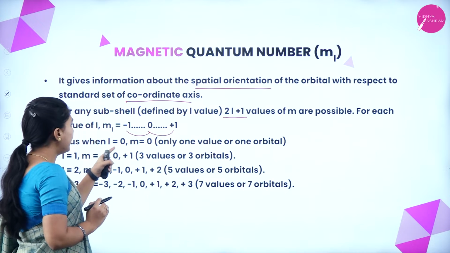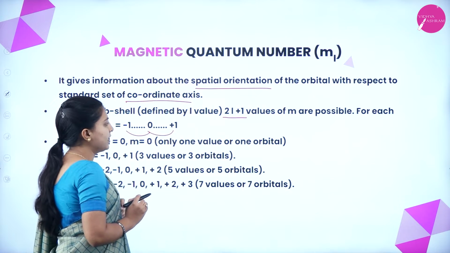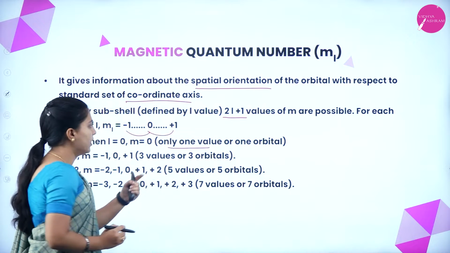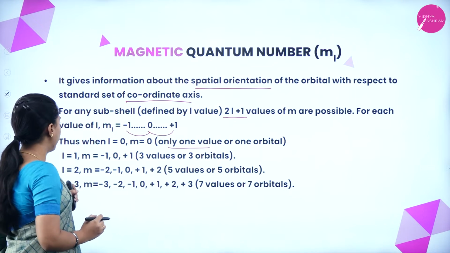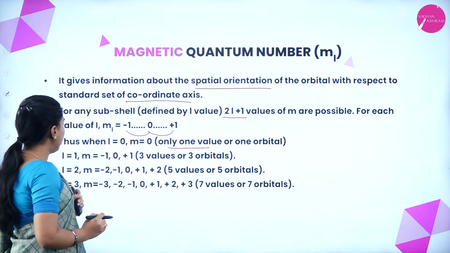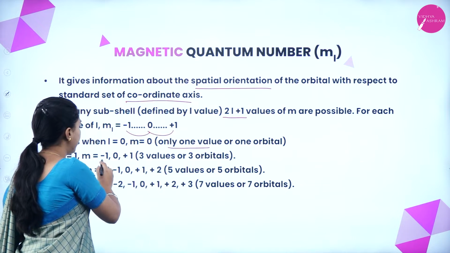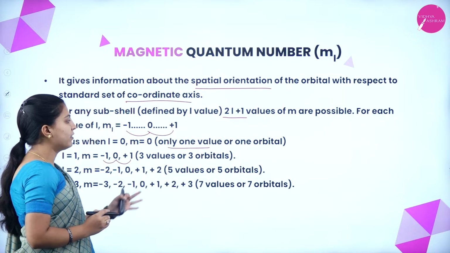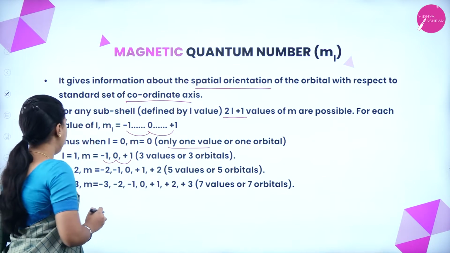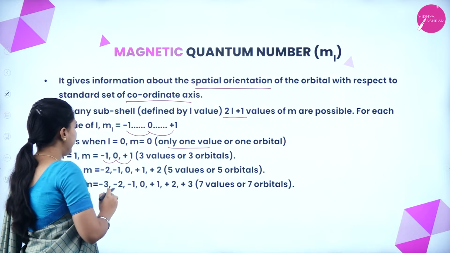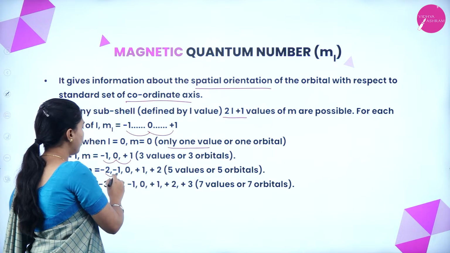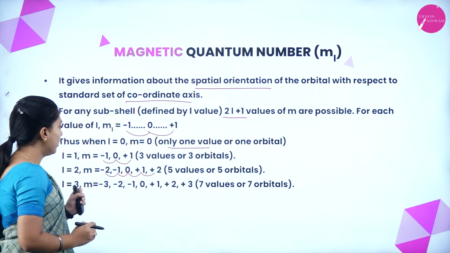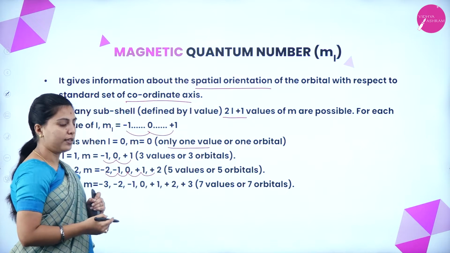Thus, when L equals 0, M equals 0, only one orbital will be there, one value or sublevel. When L equals 1, M will be minus 1, 0, plus 1. Overall 3 values, that is 3 orbitals. When L equals 2, M equals minus 2, minus 1, 0, plus 1, plus 2. Overall 5 values, 5 orbitals.